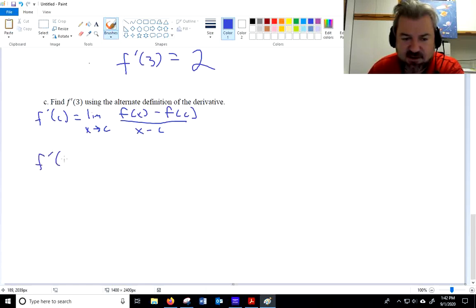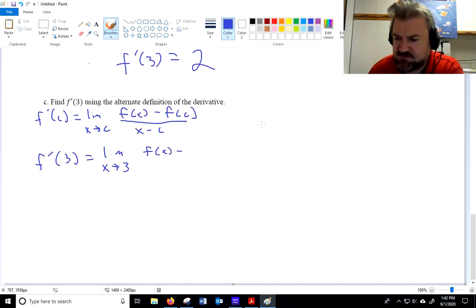So f prime of 3 would be the limit. See, I'm replacing c with 3, so all my c's become 3's this time, not x's. X approaches 3 of f of x minus f of 3. What was f of 3, by the way? We did it earlier. I want to say it was like 9 or something. Or negative 3 or something. 9 minus 12 is a negative 3, yes. All over x minus 3.